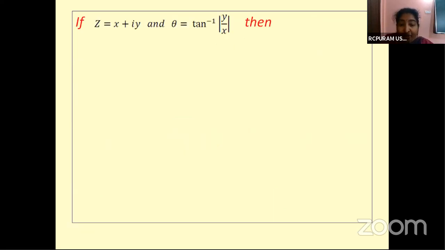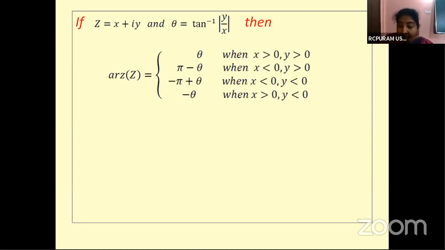Now, if z is equal to x plus iy and theta is equal to tan inverse mod of y by x, then your argument of z is nothing but theta, children. Now, when you are taking the theta value, how does it behave in different quadrants? When I say x is greater than 0 and y is greater than 0, this should be our first quadrant. Why? Both are positive. So, when both are positive, theta will be taken as it is.